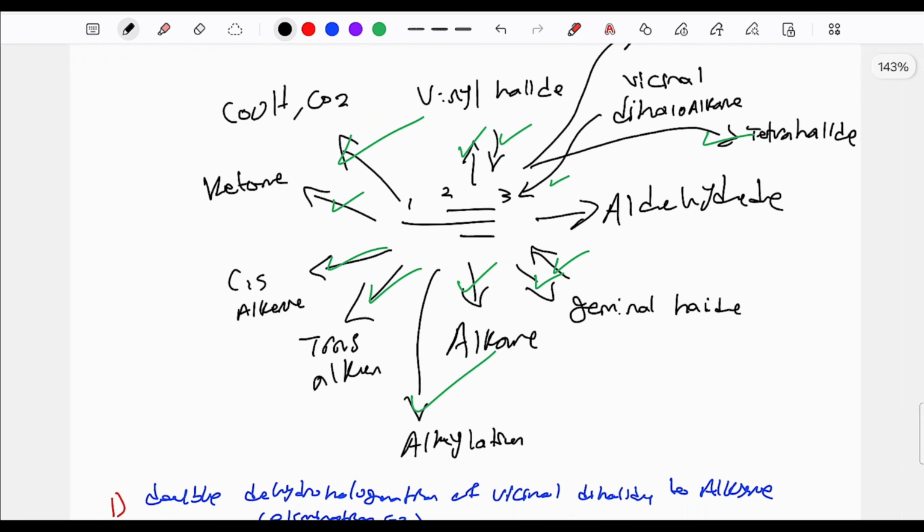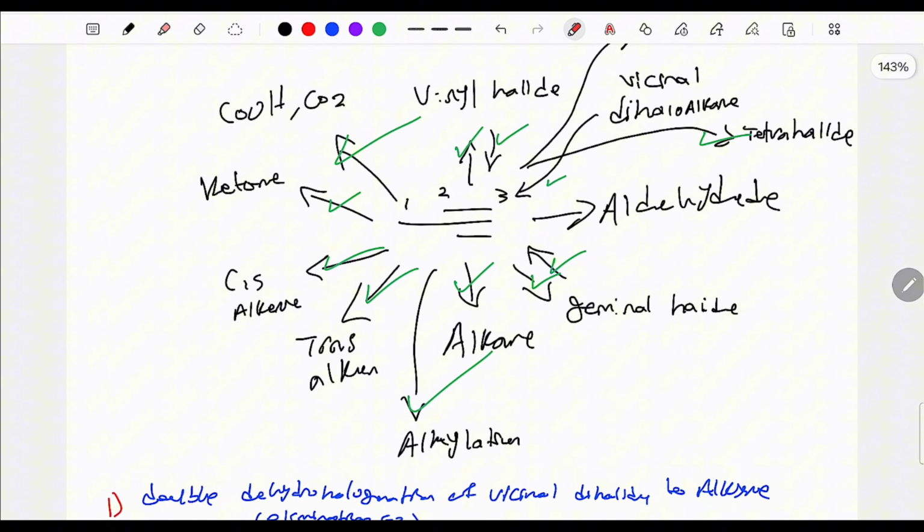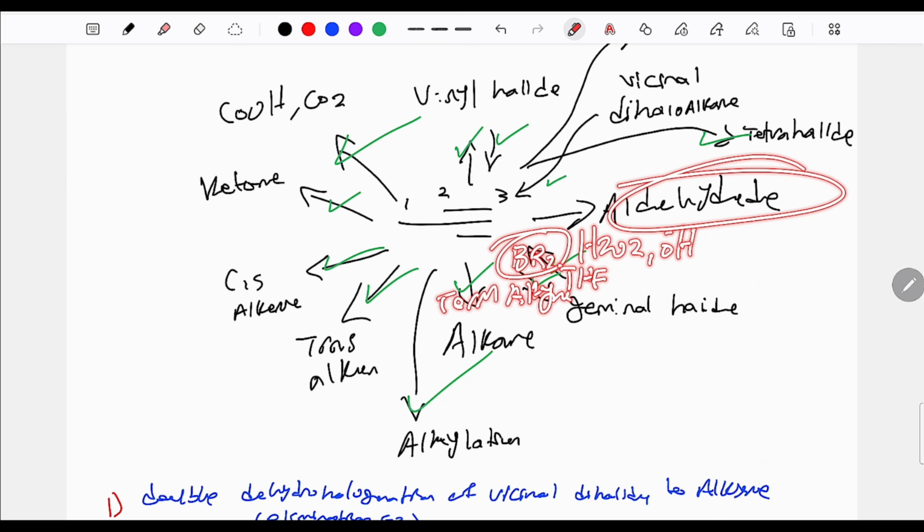Actually, I'm not going to write it down. So again, the aldehyde comes from hydroboration oxidation of a terminal alkyne, in THF by the way, which generates the aldehyde.